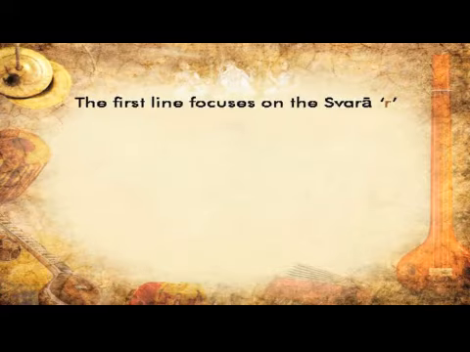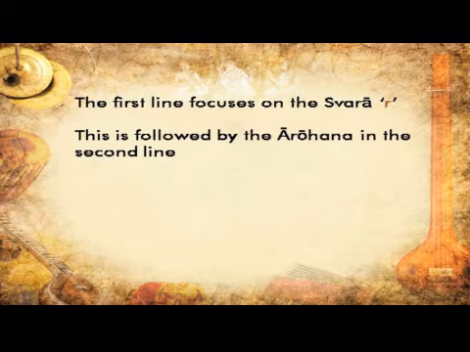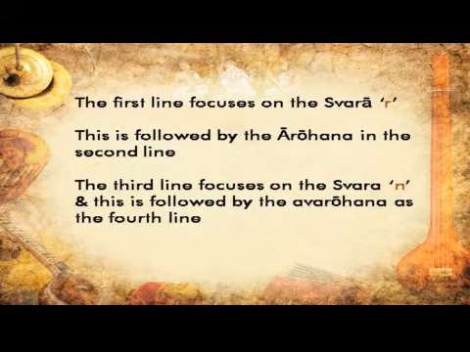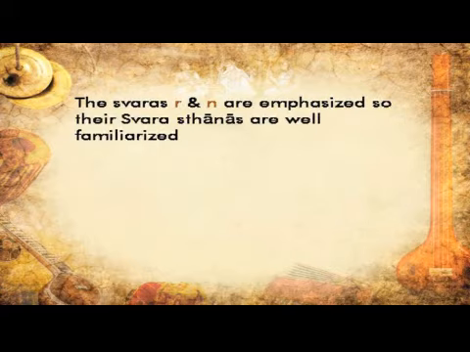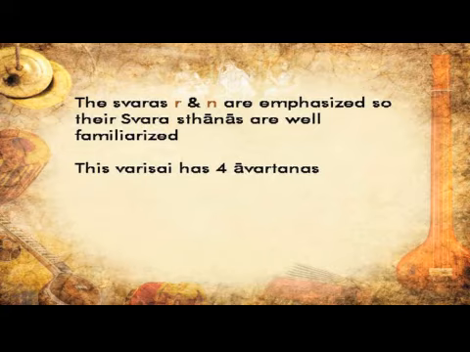In the second varisai, the first line focuses on the swara re, the second swara in the ascent. This is followed by the arohana in the second line. The third line focuses on the swara ni, the second swara of the descent. And this is followed by the avarohana as the fourth line. While singing this varisai, the swaras re and ni are emphasized, so their swarasthanas are well familiarized. This varisai has four avartanas.